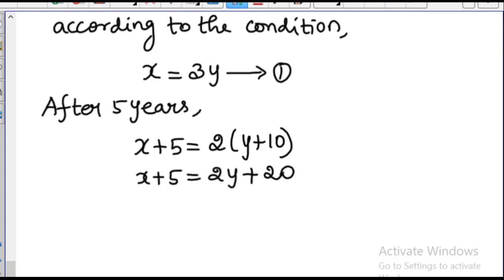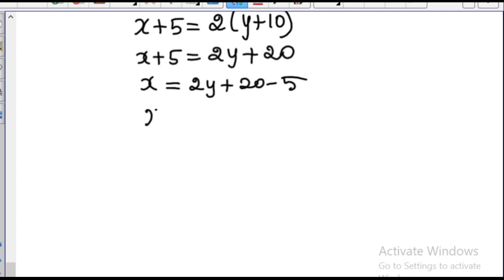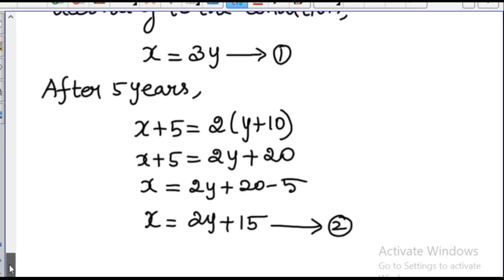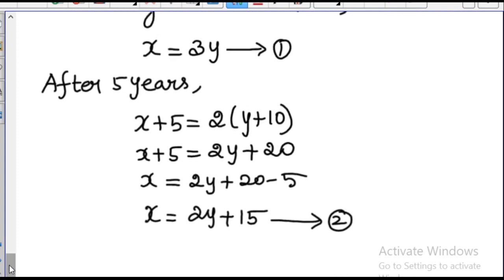So from this x is equal to 2y plus 20 minus 5. So what do you get? x is equal to 2y plus 15. This is equation number 2. See, in equation number 1, x is equal to 3y, and in equation number 2, x is equal to 2y plus 15. The left hand sides are equal, that means the right hand sides are also equal.